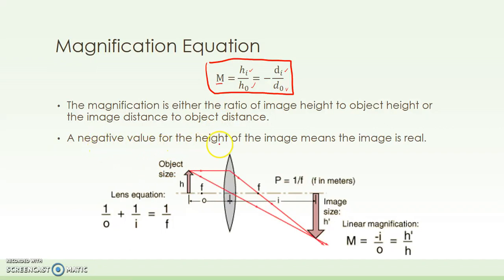A negative value for the height of the image means that the image is real. So that's just another tidbit to double check when you are doing the calculations. Then this graphic down here shows you the different components that we can use to calculate the magnification equation.